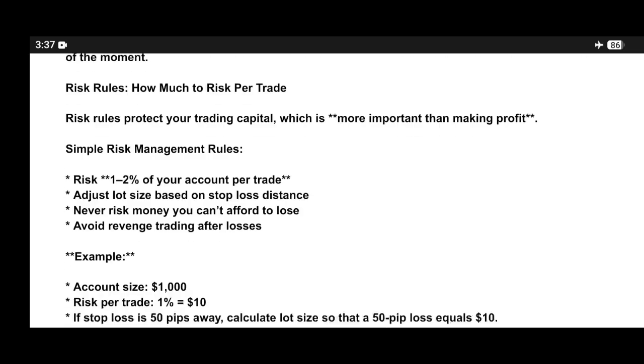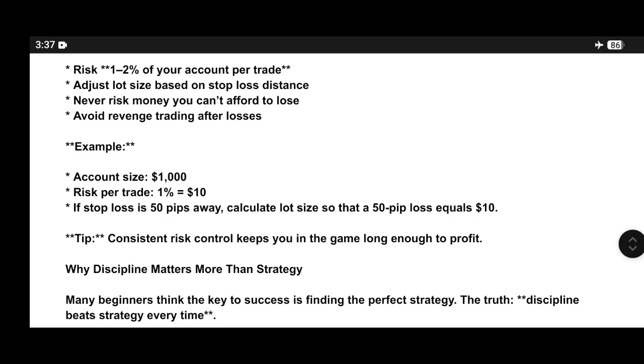Example: if your account size is $1,000, risk per trade should be 1%, which is $10. If your stop loss is 50 pips, calculate the lot size so that a 50 pip loss equals $10. Tip: consistent risk control keeps you in the game long enough to profit.